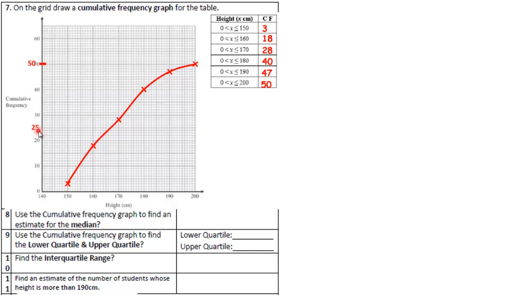From 25, you're going to go across and then down, and that will help you pick up your median value. In my case, I reckon it's about 166. If you're slightly different from that, that's no problem at all.